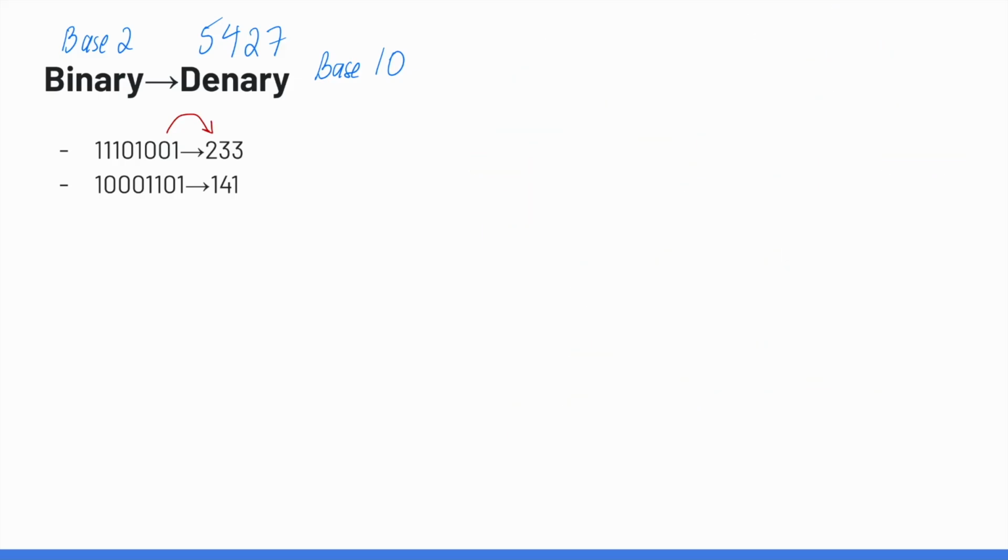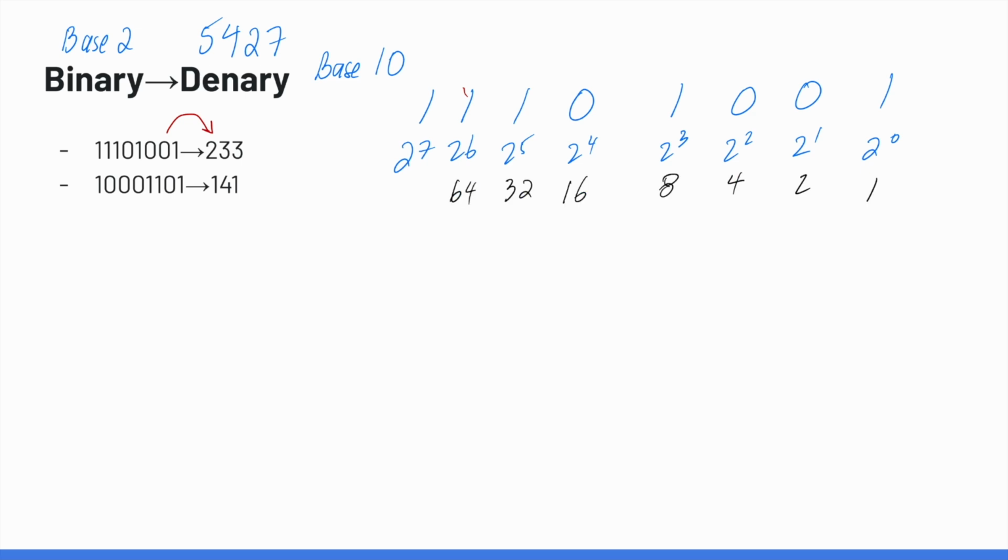So we have the binary value. The way we can do this, the easiest way is to start by writing out the different exponent values, or the different exponents of base 2. As we did in our previous example, 2 to the power of 0, 2 to the power of 1, 2 to the power of 2. And I'm also going to write out these values as whole numbers just to make things easier. So 2 to the power of 0 is 1. Now you get the idea.